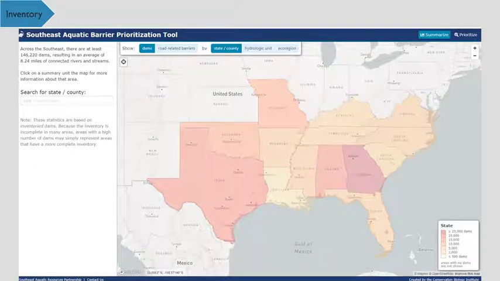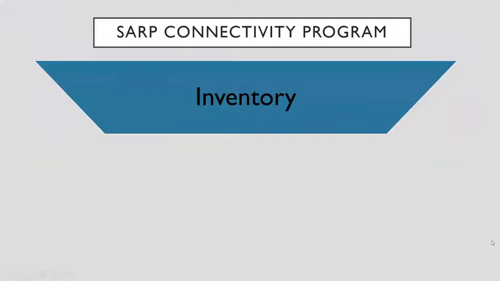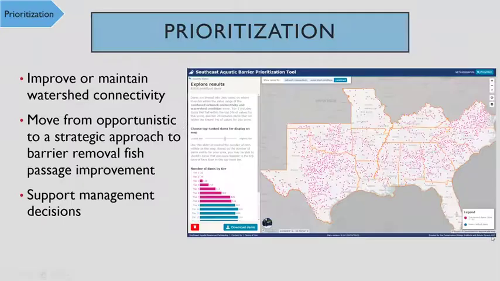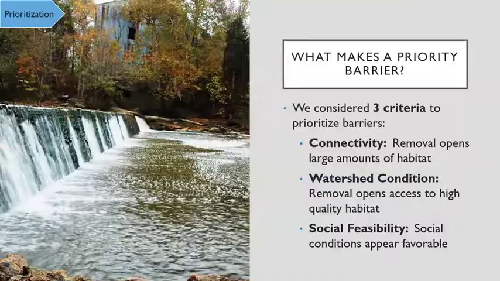The next function is the prioritize function. And to discuss that, I'll tell you a little bit what goes on in the back end. Our prioritization really has the main goal of leading to implementation, supporting management decisions, and helping our partners go from an opportunistic approach to a strategic approach to barrier removal.